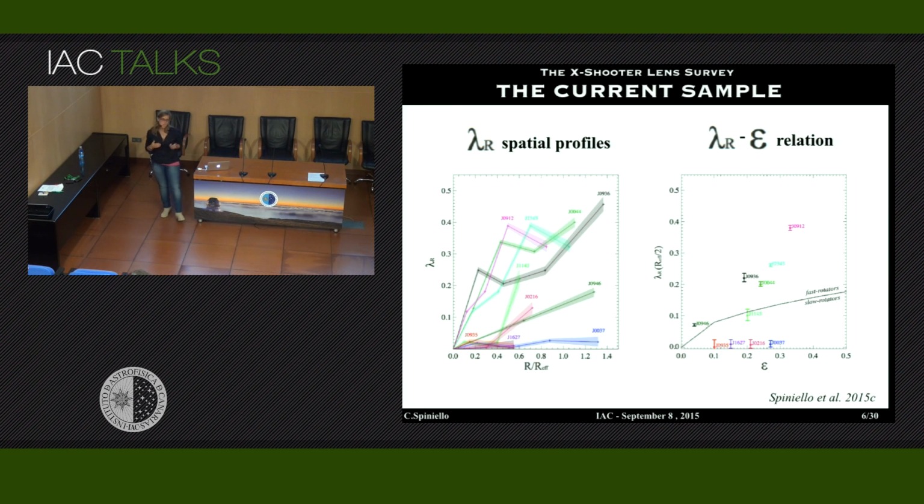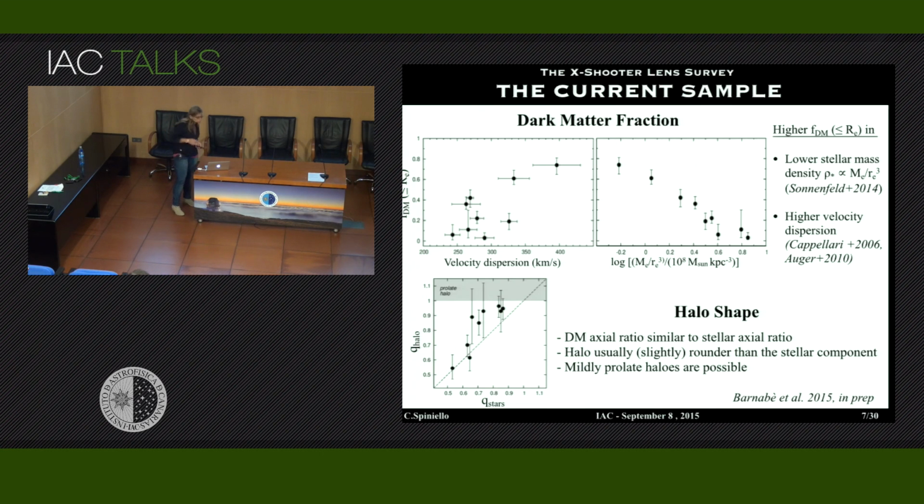I'm not going into too much detail because I want to spend most of the talk on the IMF, but if you have questions, I'll be happy to answer. Everything is presented in this paper, 2015c, and the dark matter side of the story is still missing, and it will be presented in an upcoming paper. We hope to publish it this year, but I would say 2016 to be honest. And the dark matter fractions are computed by using the CAULDRON code. I'll explain later, but basically, by using lensing and dynamics, and additionally extended stellar kinematics, we can get the fraction of dark matter within the effective radius.